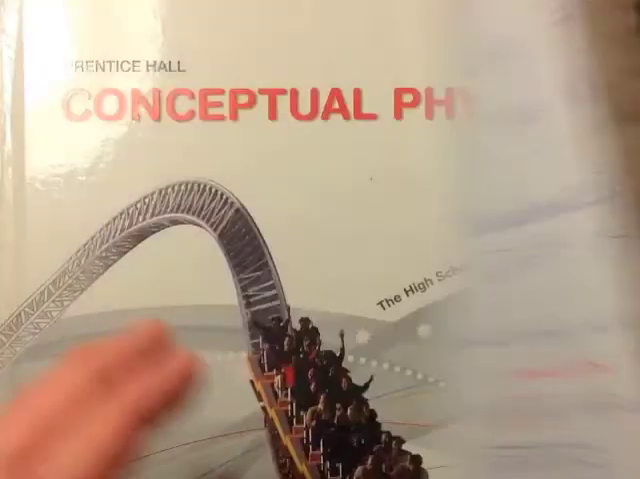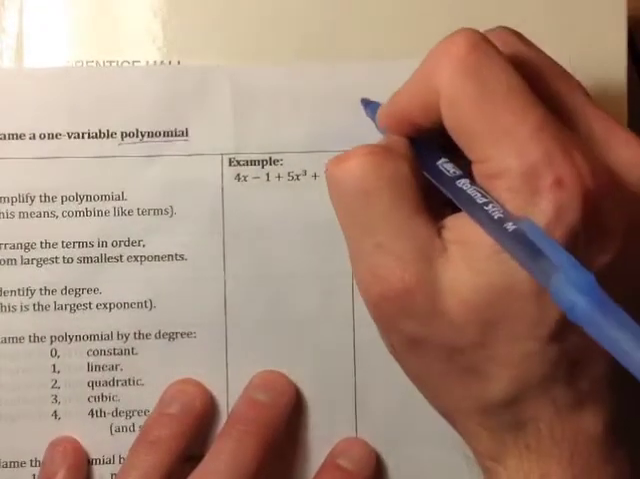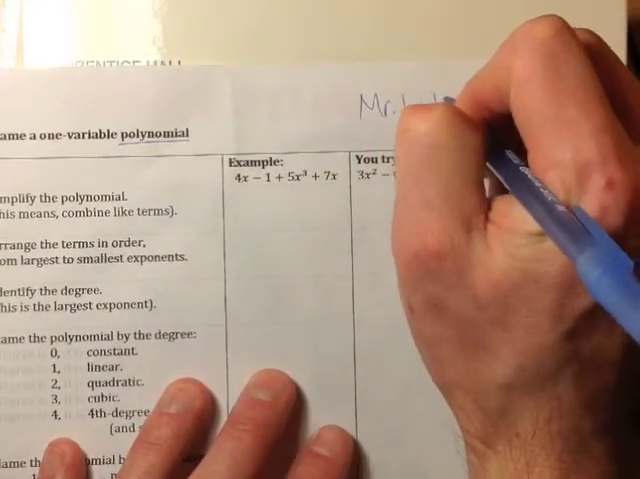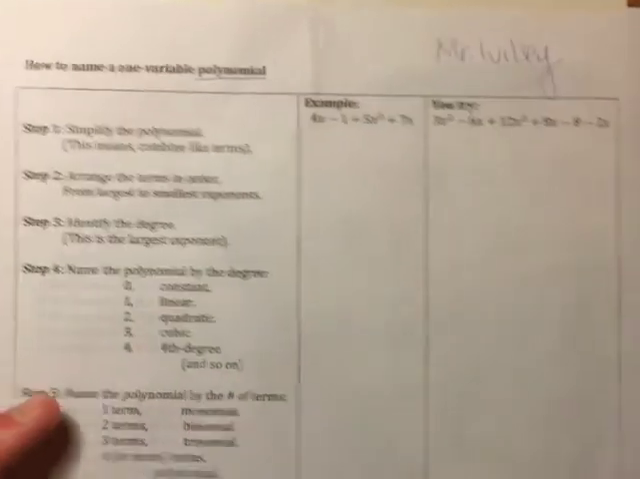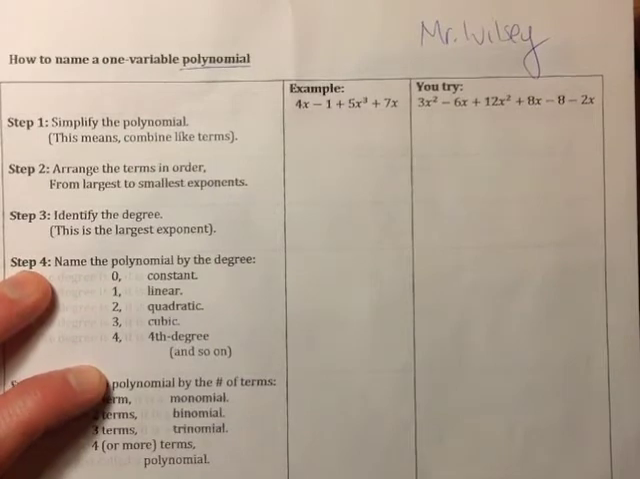Alright, now flip to the front side of the sheet of paper, and then, as always, put your name up here, in case you lose it. You know who I'm talking about, those of you who keep on losing stuff in my classroom.